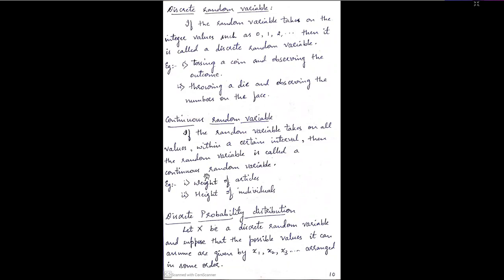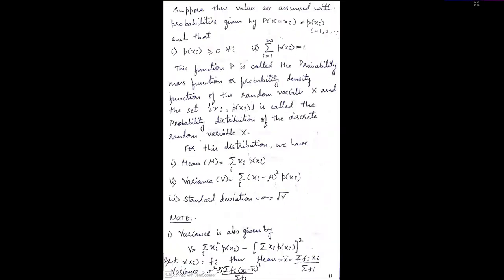Now let us look at the next one, that is a discrete probability distribution. Now let X be a discrete random variable, that is, it takes only integer values. And suppose that the possible values it can assume are given by x1, x2, x3 and so on, arranged in some order. Suppose these values are assumed with probability given by P(X = xi) = p(xi), such that it has to satisfy two conditions.